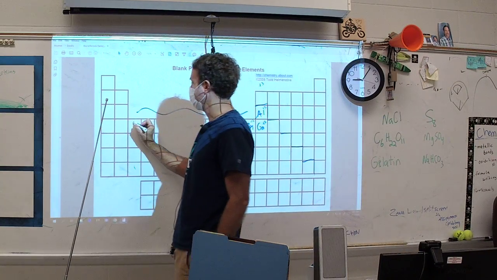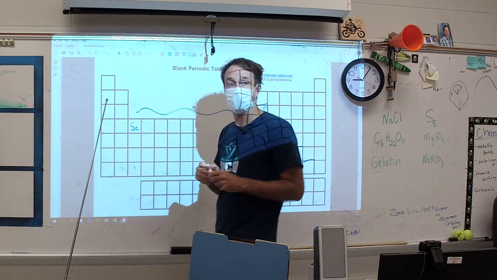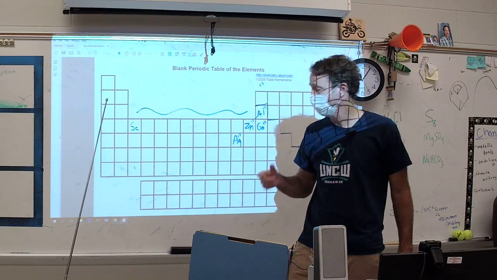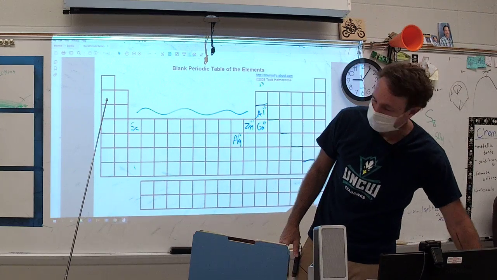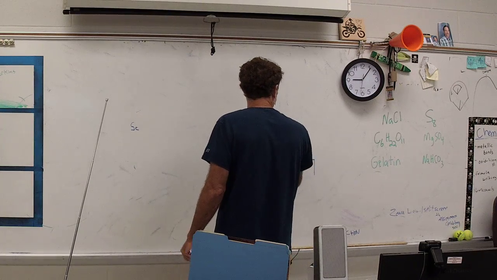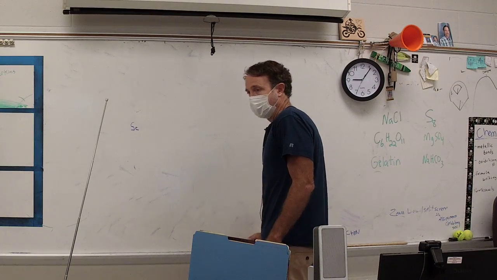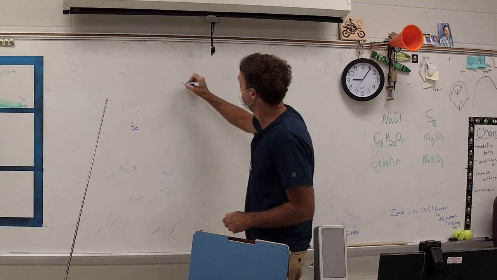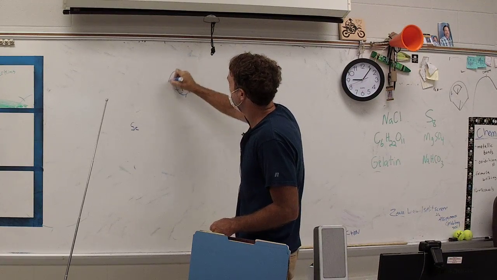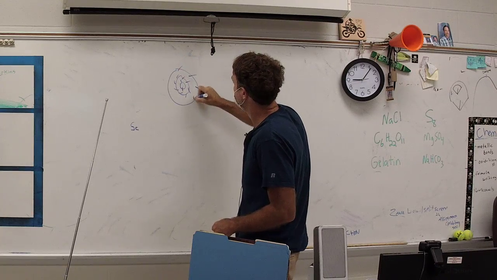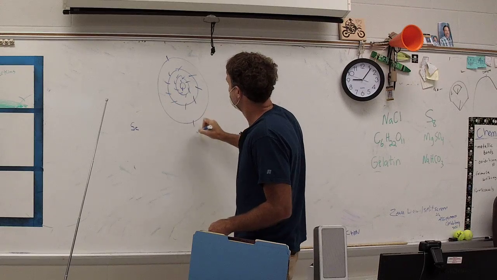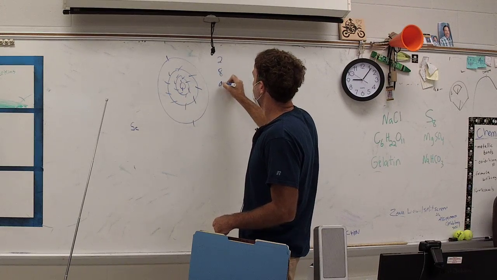Let's talk about scandium right here. Everybody, scandium is in position 3D1. Everybody agree with that? All right. So we're going to take a look at why scandium is a transition metal. Here is a Bohr model of scandium: 2, 8, 9, and 2. 2, 8, 9, 2.